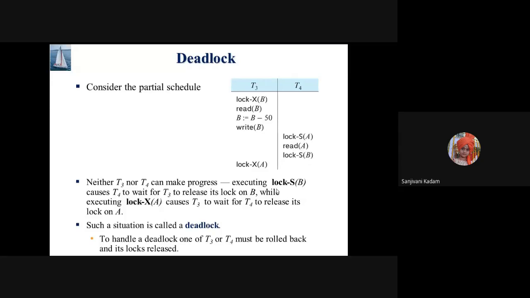Right now, T3 is holding an exclusive lock on item B. Next, the T4 transaction started execution. T4 has put a shared lock on A, has read data item A, and is willing to read data item B. So now it will wait for a lock. This lock request is sent to the concurrency control manager, which knows that there is an exclusive lock already held by T3.